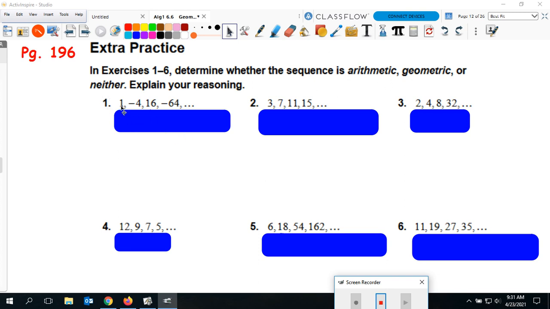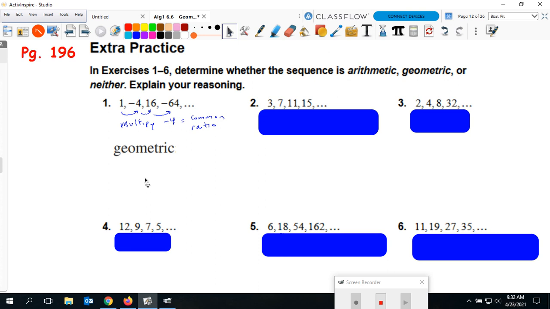All right, so number 1, what are we doing here? Every time, 1 to negative 4, then something times that to 16. So you can see what we're doing there. Every time here we are multiplying by negative 4. You're multiplying 1 by negative 4 to get negative 4, then negative 4 times negative 4 to get positive 16, and so on. So you're multiplying by the same number every time. A common ratio is the negative 4 here. So you have a common ratio, so that means this is a geometric function.